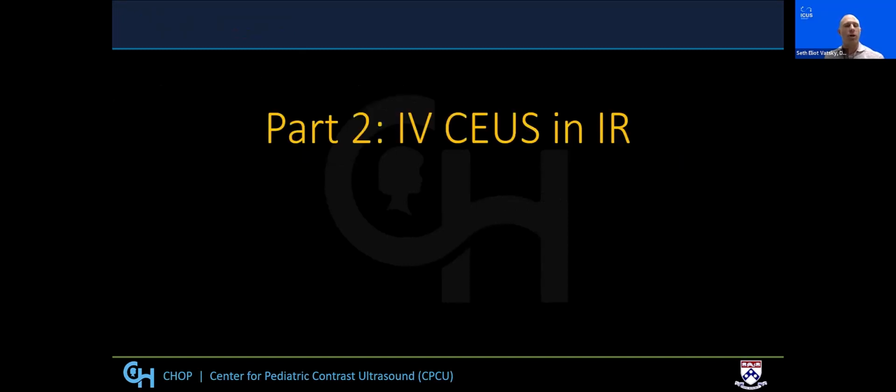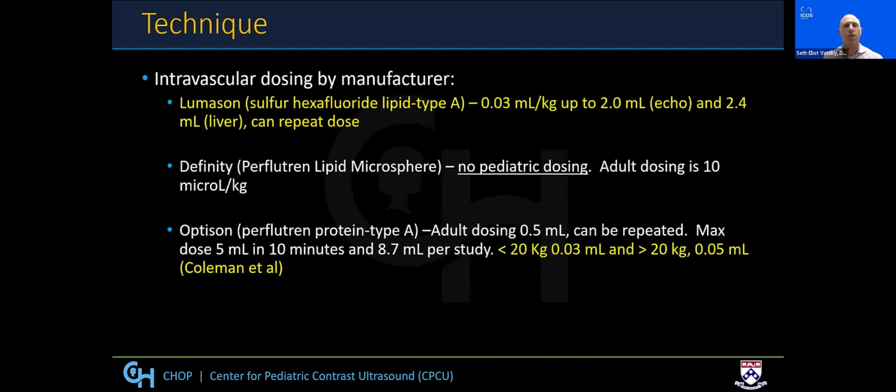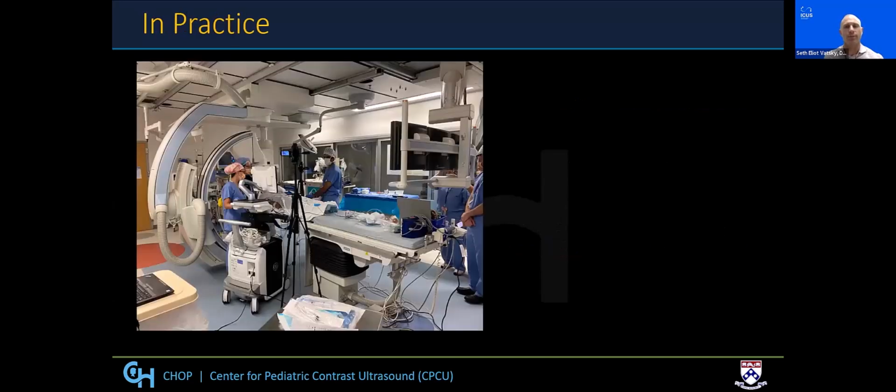So we're going to move on and talk specifically about IV contrast-enhanced ultrasound in interventional radiology. There are 3 agents available in the United States, although only one has a pediatric FDA IV indication and dosing protocol, and that's Lumason, which is 0.03 milliliters per kilogram, up to 2 mLs for echocardiography or 2.4 milliliters for liver. So generally we go to that higher dose in our IR practice. And you do have the ability to repeat your dosing for better visualization of any target structure.